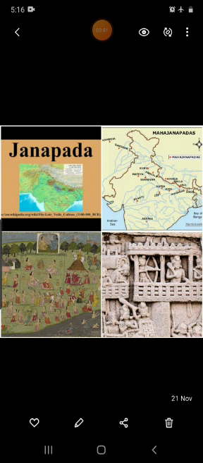Now we'll see exercise B, where you have to write name or state. First question, this word means a place where people put their feet. Answer is Janapada. Second question, the most powerful Mahajanapada. Answer is Magadha. Third question, three public welfare utilities. Answers are canals, wells, and roads.